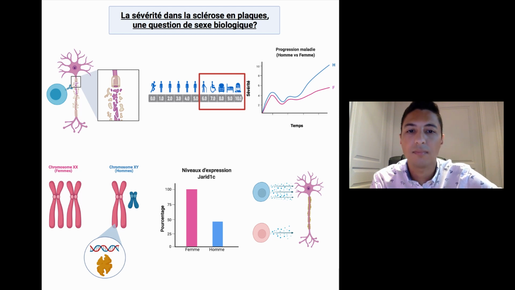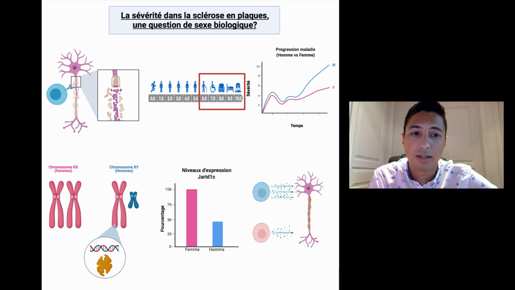Brief topo of cell biology: each gene codes for a protein, and a protein fulfills a very specific function in a cell. What we have found is that in immune cells, the JARID1C protein is present in much higher amounts in women than in men. Additionally, we have identified that the amount of JARID1C correlates with the severity of the damage that immune cells cause to neurons in MS patients.